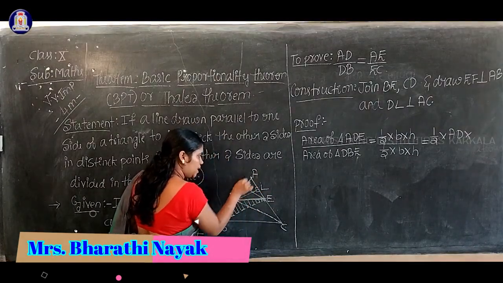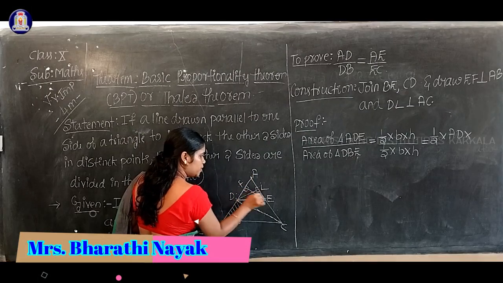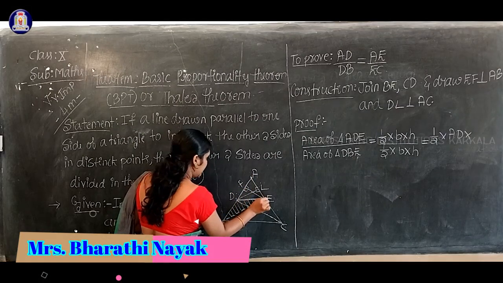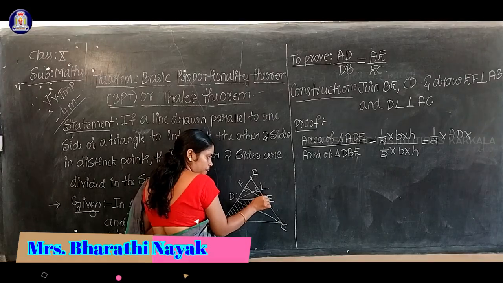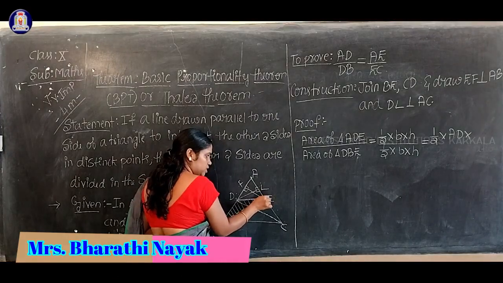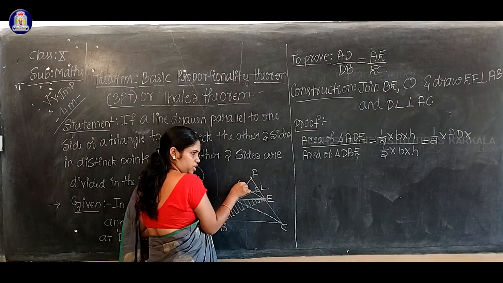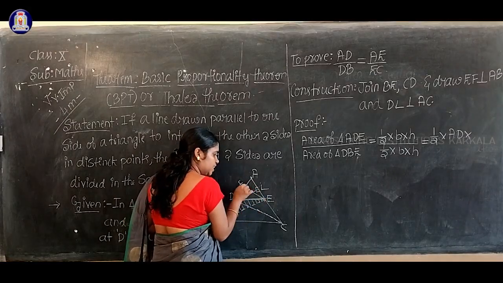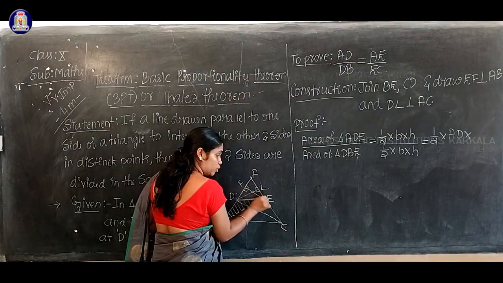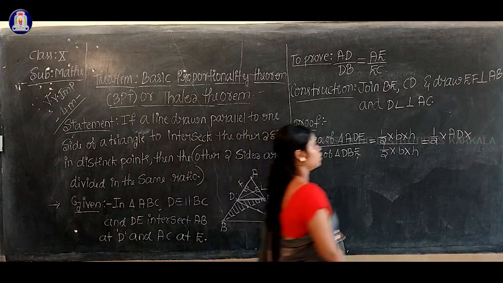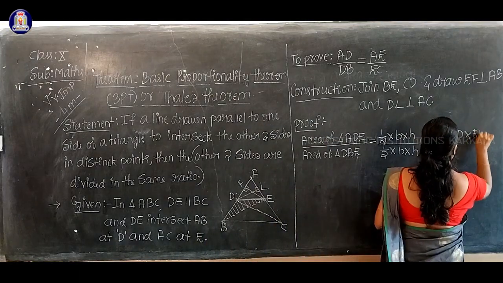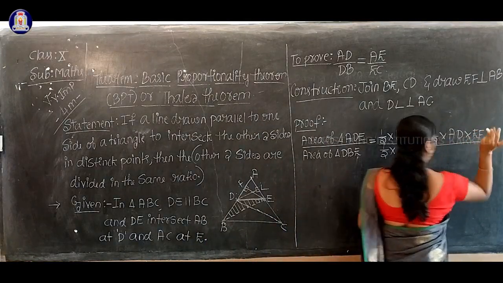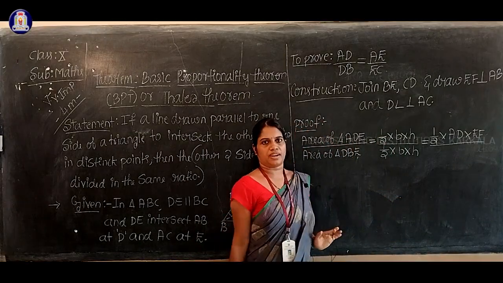Okay, so for the base AD, what is your opposite vertex? Opposite vertex is E, isn't it? So what is the perpendicular line drawn from this E? That is EF, isn't it? So this EF itself is your height. Okay, so EF is itself your height. So this is for the upper triangle.